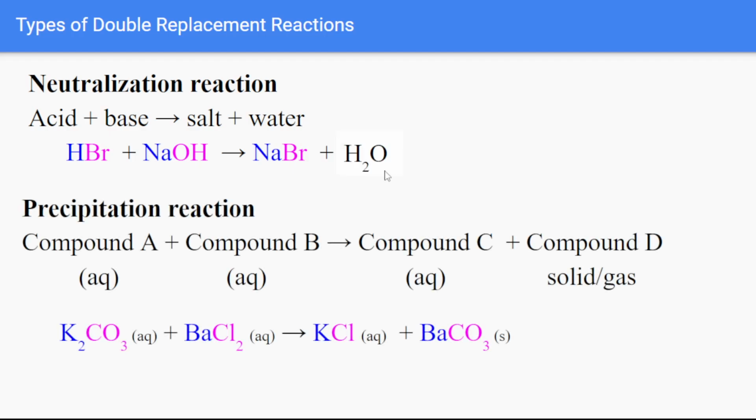The next type is called a precipitation reaction. That's where you have two compounds that are aqueous. They need to be aqueous for this to work. That means they're dissolved in water. And it'll yield a new compound plus a precipitate. You can either precipitate gas or it can precipitate a solid. In this case, it's a solid.